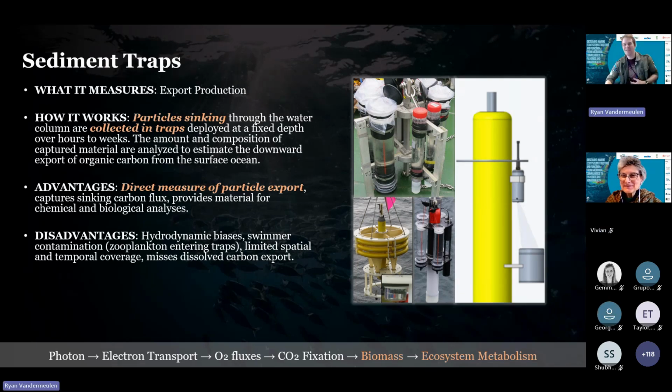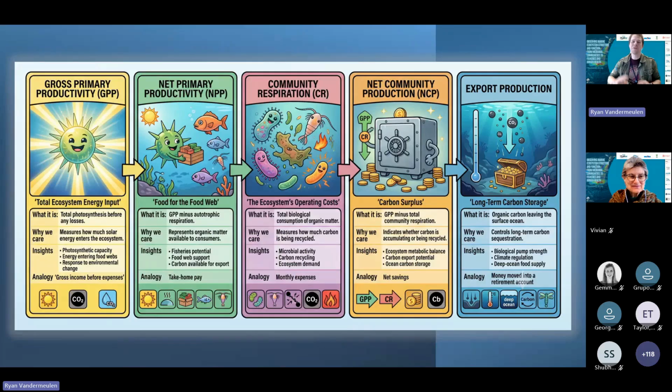I'll try to wrap up here, but we've covered a lot of ground. Just to have a little fun and keep things straight, I generated some reference cards for the five major processes we talked about today, and each process tells us something different about the ecosystem and answers a different scientific question. Each has inspired its own family of measurement techniques. So gross primary production is the total amount of carbon fixed through photosynthesis before anyone has paid the bills.